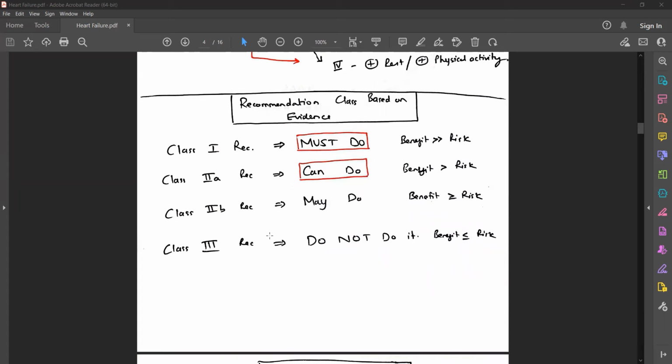Then class 2B is you may do it. That is, the benefit may be equal to or more than the risk. And a class 3 recommendation is you do not do it. That is, the benefit is definitely lower than the risk. So whenever I talk about the recommendations in the next part of this lecture, and I say class 1, it means that it is the norm of treatment, that is the GDMT, to treat this condition.